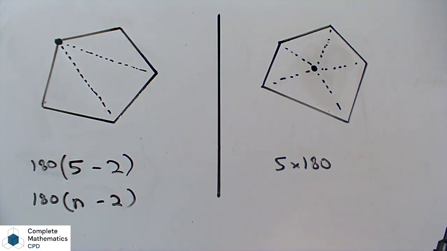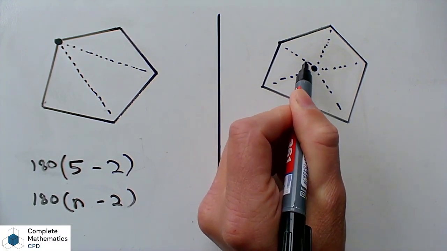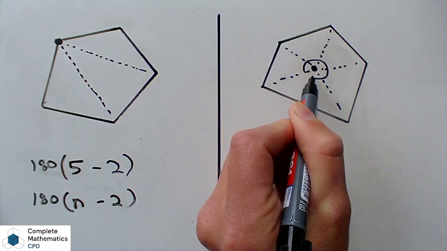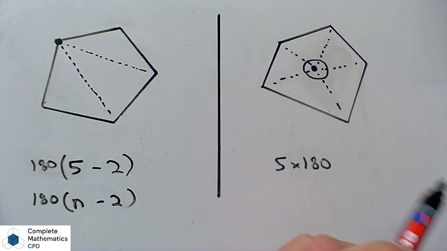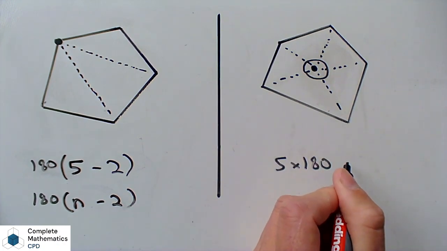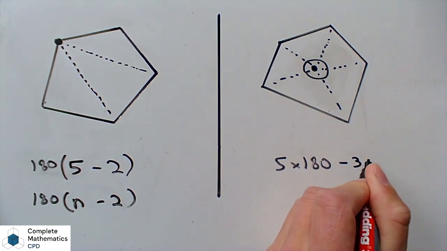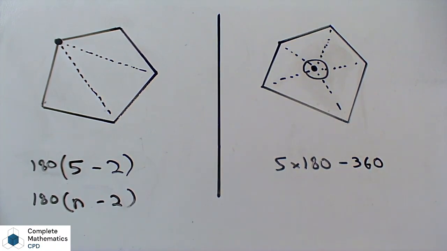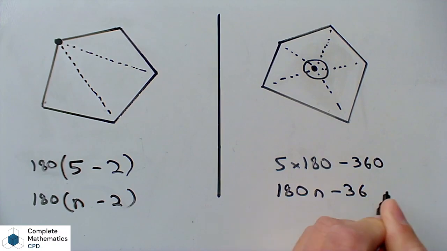So that's going to be 5 lots of 180. But then you need to realise that these angles around this central point here are not interior angles, so they don't need to be counted. So I need to subtract 360 from my total. And again, this one can be generalised by replacing the 5 with n. So you'll get 180 lots of n minus 360.